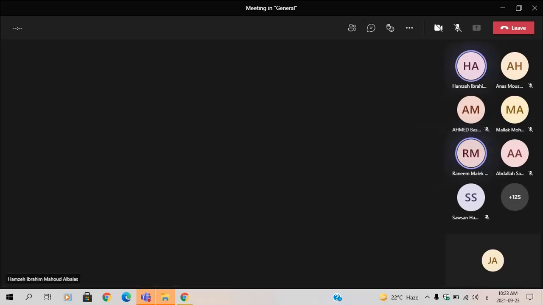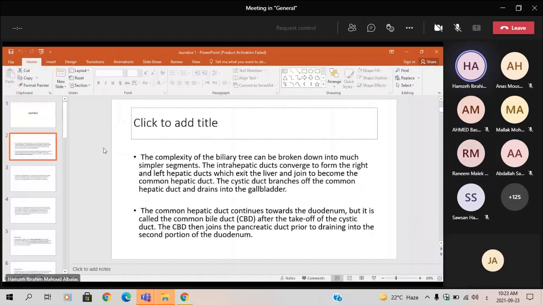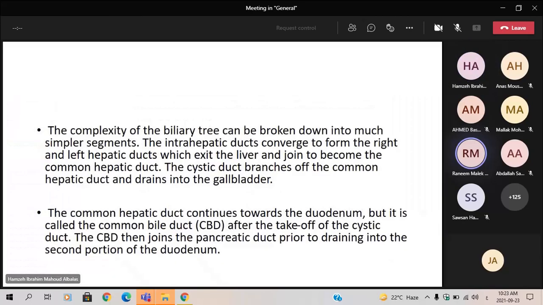The last lecture today is about jaundice. As we mentioned previously, we see that there are the gallbladder, liver, and common bile duct. As we are in this course, we will concentrate only on the surgical cause of jaundice, not the medical cause of jaundice.